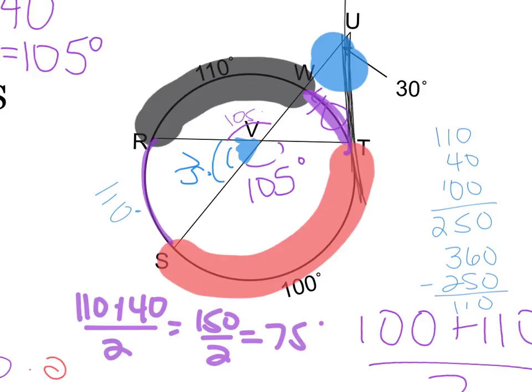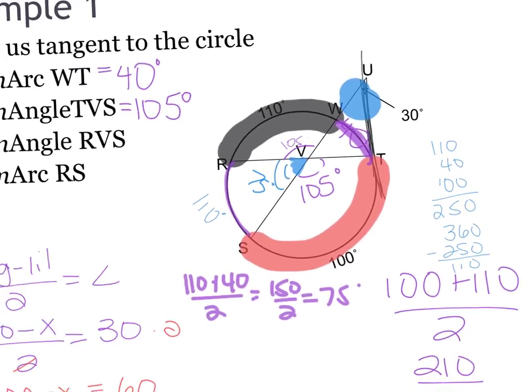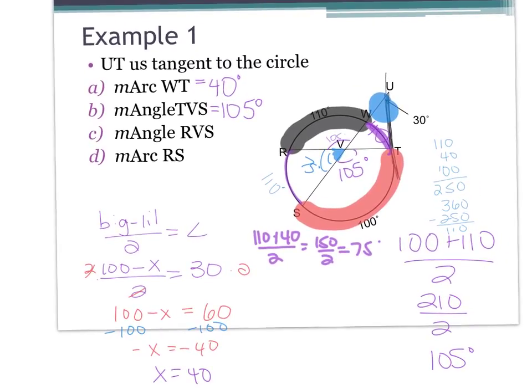So everything you know about lines still applies to circles. Everything you know about chords, everything you know about vertical angles still applies to the angles formed inside the circle. Okay? All that stuff still applies. So now we found angle RVS was 75 degrees, and we found the arc was 110 degrees.